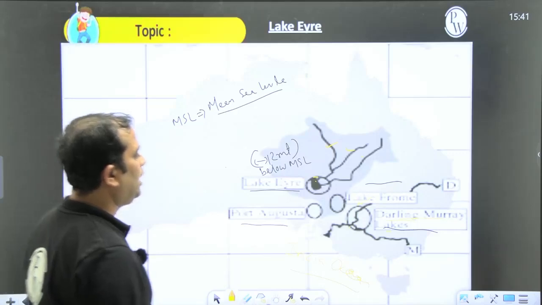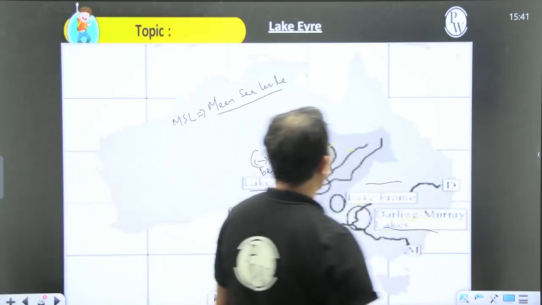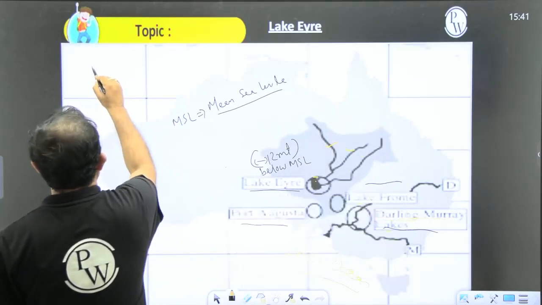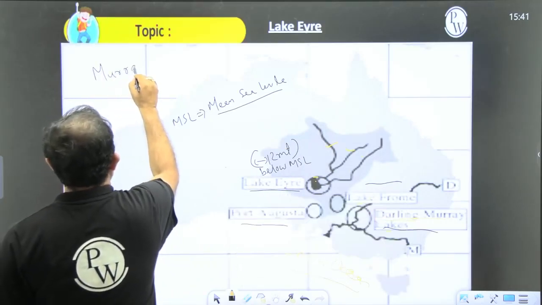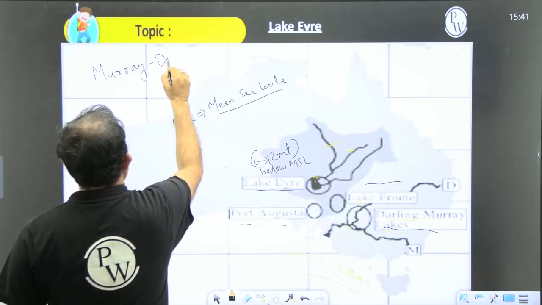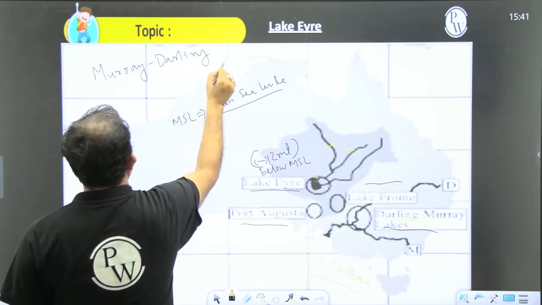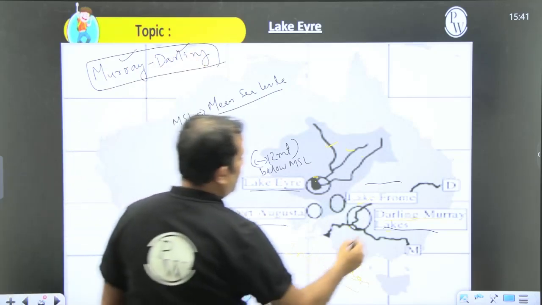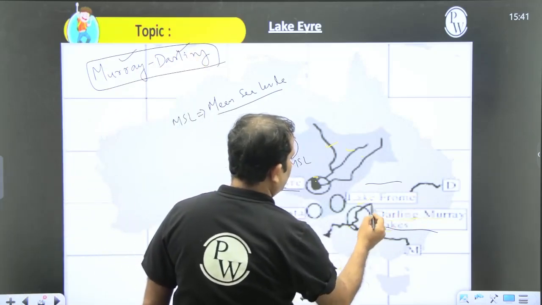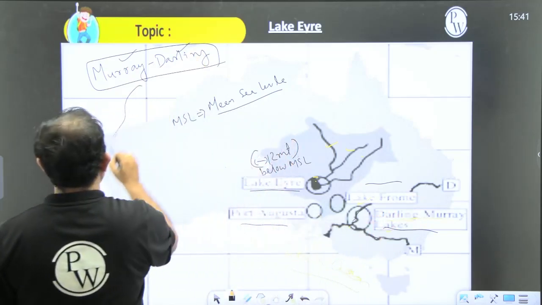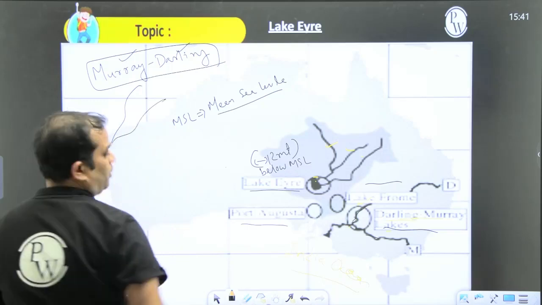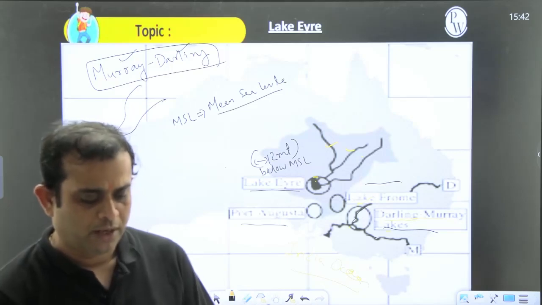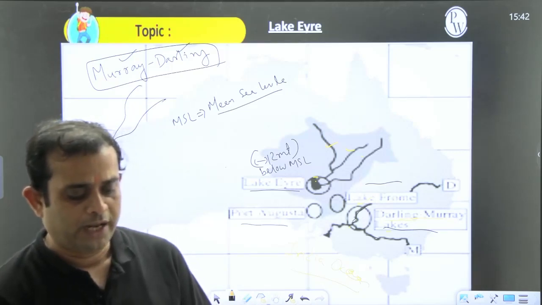Murray-Darling. These are actually a confluence. This is not a single river chain. Murray is a different river and Darling is a different river. Then there is the confluence. This is the Murray and this is the Darling. You can also see it in the diagram, where you can clearly see the whole of Australia, a clear map of the Murray and Darling rivers.